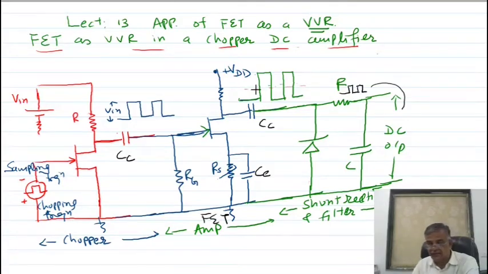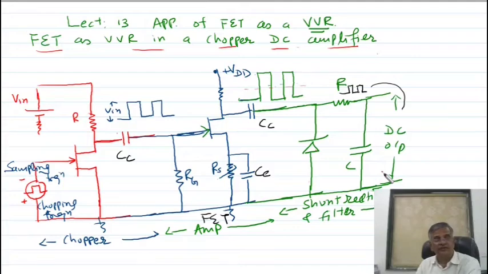And after amplification, this is the demodulation process, you can also say. A shunt rectifier is used, in which the negative half is rectified and you will get only the positive half, and it is filtered by the capacitor, and you will get your DC output voltage.